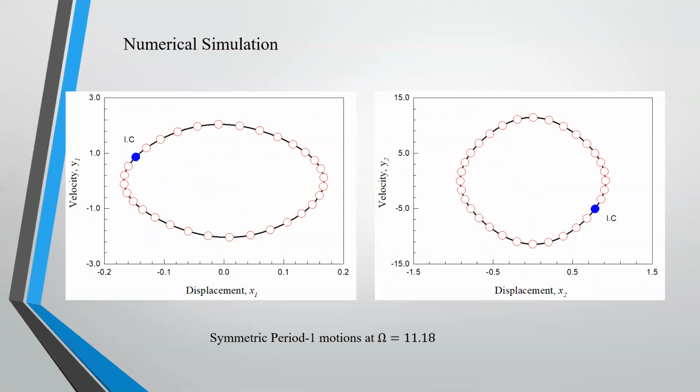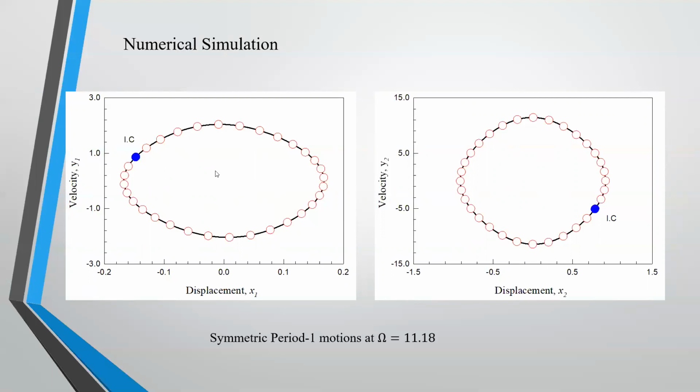So we use this harmonic balance, with harmonic amplitudes from A0 to A37, to get the numerical simulation result. Shown here, the black solid line shows the numerical result, and these red circles are our semi-analytical result. Here IC means the initial condition. We can see here the symmetric P1 motions at omega equals 11.18, and it's a symmetric case. This is for x1, y1. This is for x2, y2.